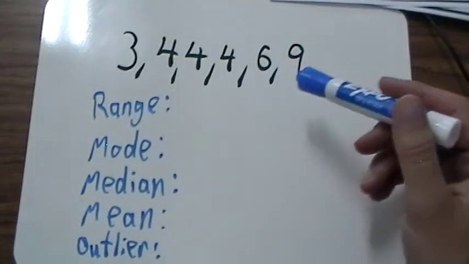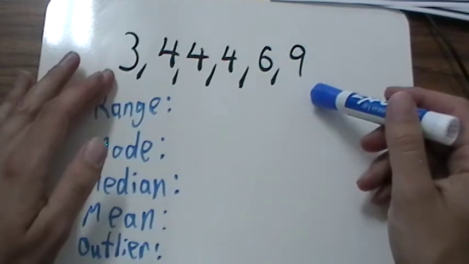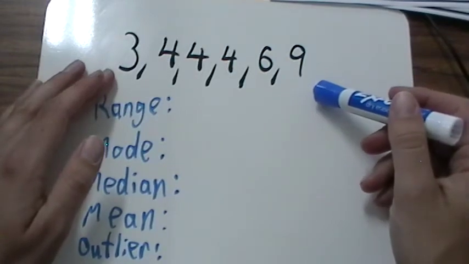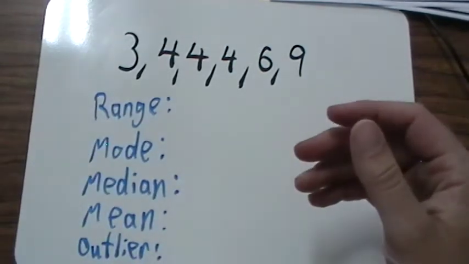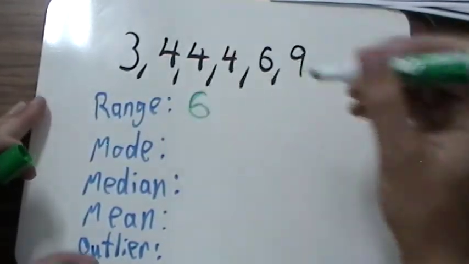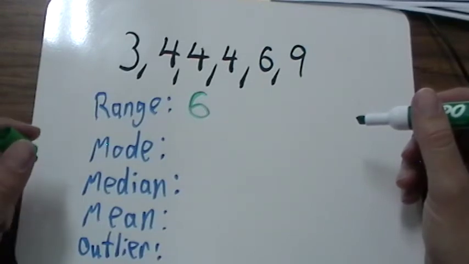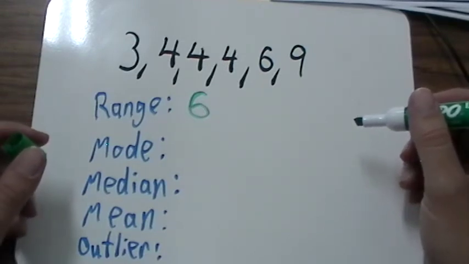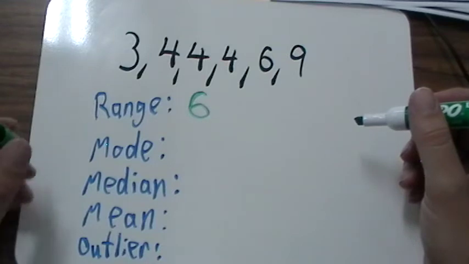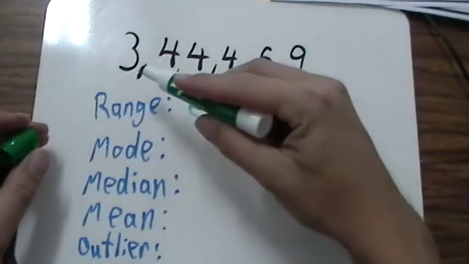The range means what's the difference between the smallest number and the biggest? 3 and 9, what's the difference between those two? Hey, you got it. The difference between those two numbers is 6. So that means in my sunflowers in the garden, there is 6 feet difference between the shortest sunflower and the tallest sunflower. Now my mode is the number that occurs most often.